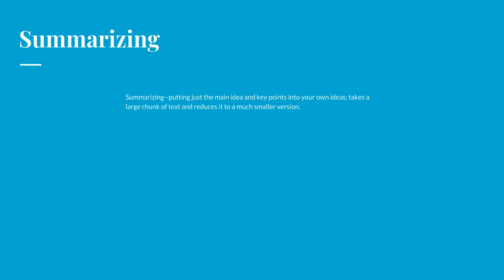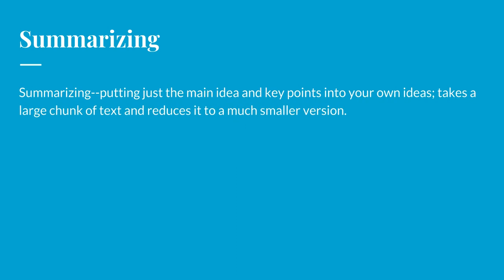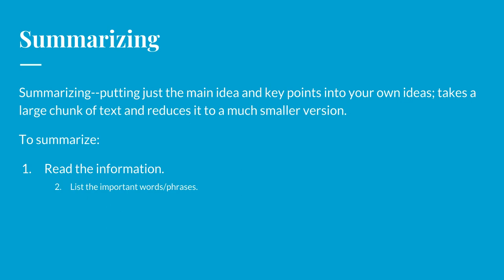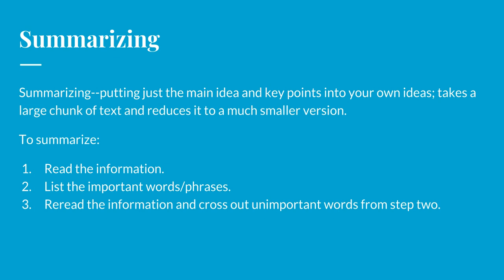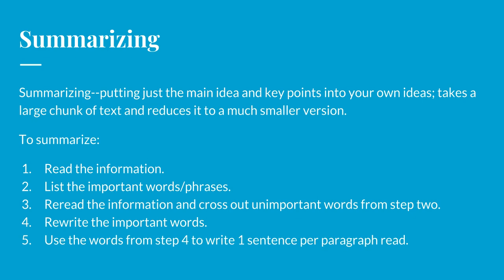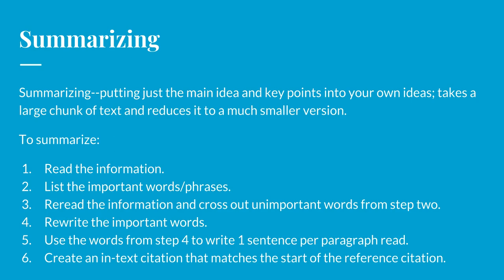When you're summarizing, you are putting just the main idea and key points into your own words, and that's going to take a big chunk of text and reduce it to a much smaller version. And to do this, you're going to start by reading the information. Then you're going to list the important words or phrases. You're going to reread it and cross out any unimportant words from step 2. Then rewrite your important words. You'll then use the words from step 4 to write a sentence per paragraph read. So you will reduce the idea of a paragraph to a single sentence using only the important words. Make sure you have an in-text citation that matches the start of the reference citation to go with this summary, because if you don't, it's still plagiarized even though it's now in your own words.